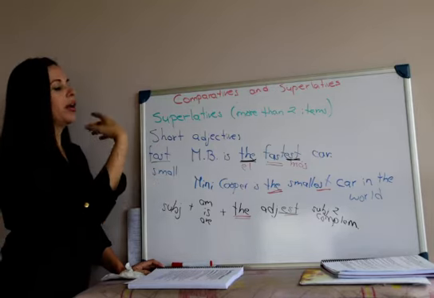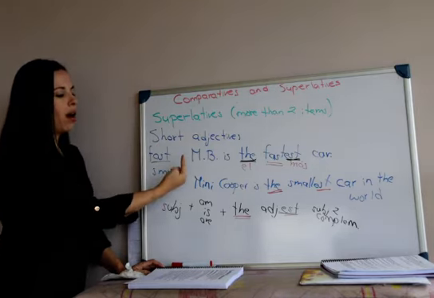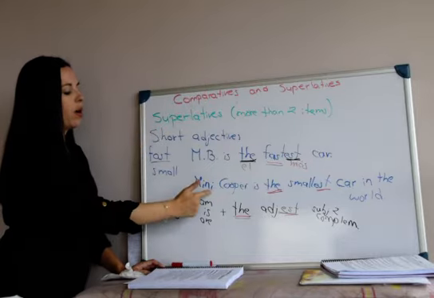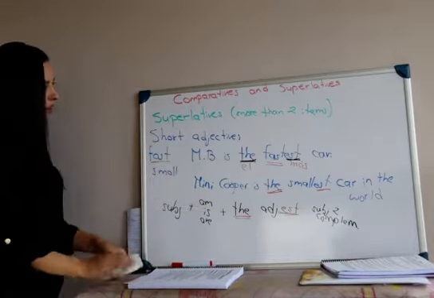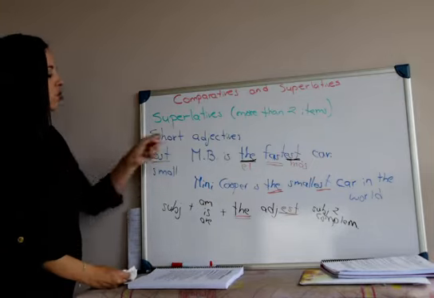Okay, we're comparing many things. One car with many other cars. One Mini Cooper with many other cars. So we're comparing more than two things. Okay, those are the superlatives with short adjectives.